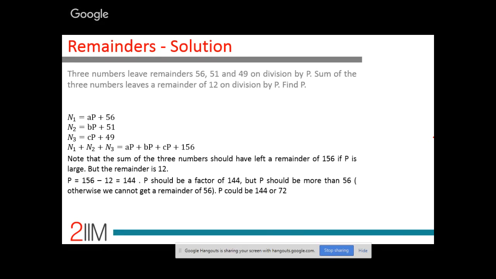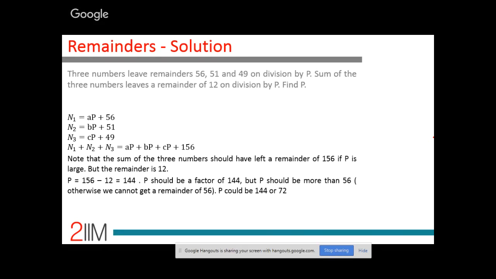144 is a multiple, so 156 minus 12 is 144. Our divisor is a factor of 144. So the number can be written as something into P plus 156. It can also be written as something into P plus 12. If you subtract one from the other, we know that P is a factor of 144.